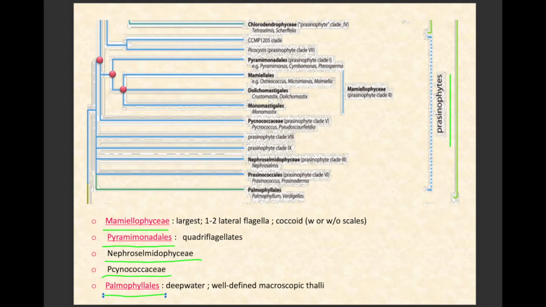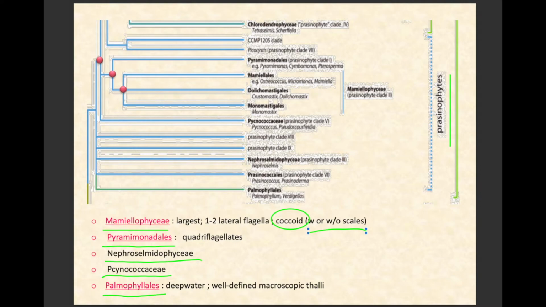So your Mamiellophyceae, these are the larger organisms, no? Larger flagellated organisms. Usually they have 1 to 2 flagella. They are coccoid in form. Most of them have scales, but some representatives don't have the scale that is classic of the characteristics of your Prasinophyceae.